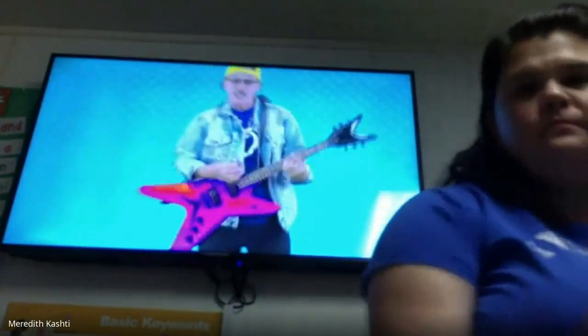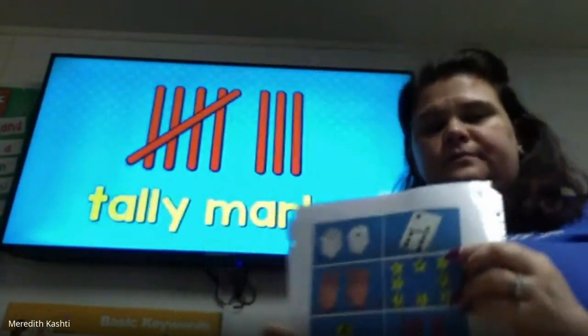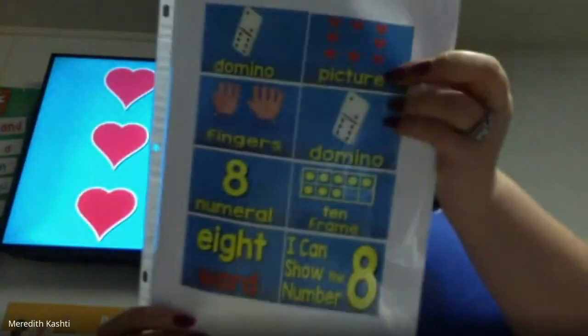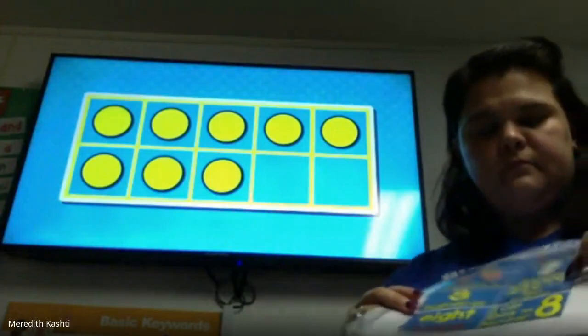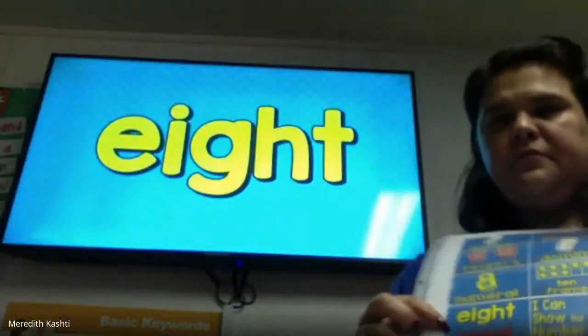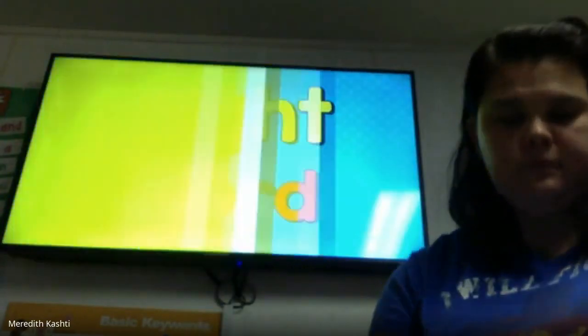Many ways. Number eight. Now we have to remember tally marks. Dice. Number line. This is working on our vocabulary. Domino. Picture. Fingers. Domino. Numeral. Ten frame. Word. Good job, boys.